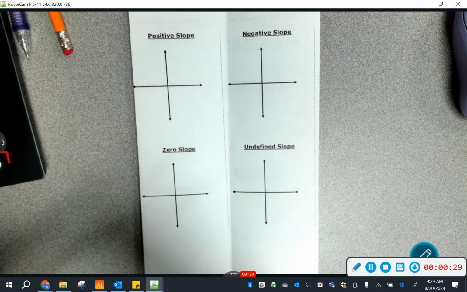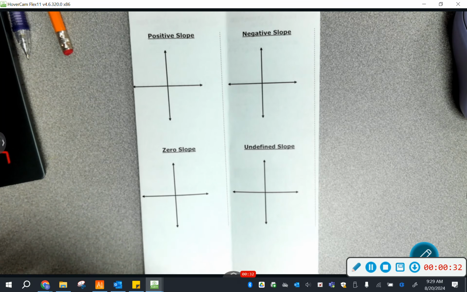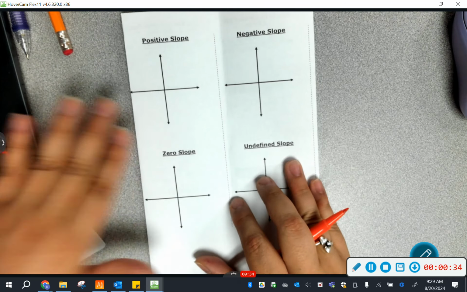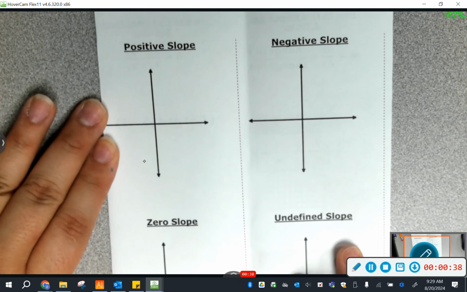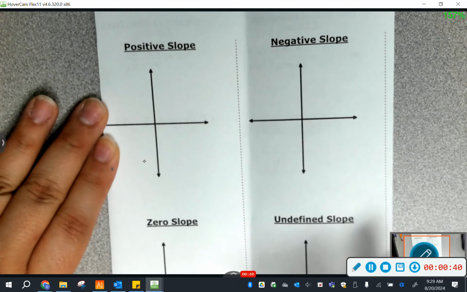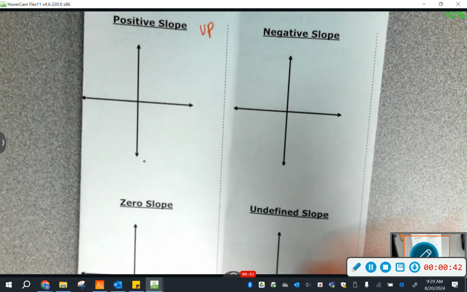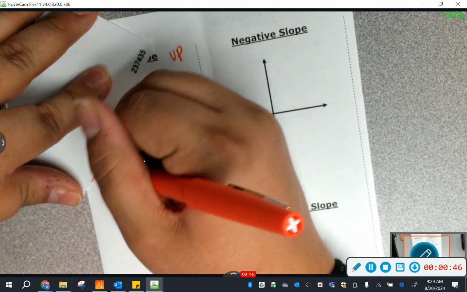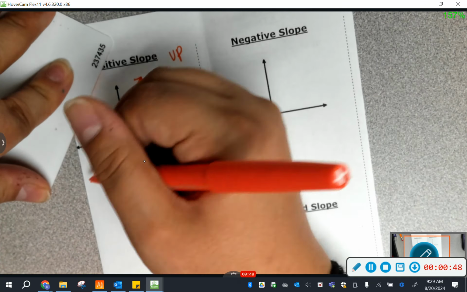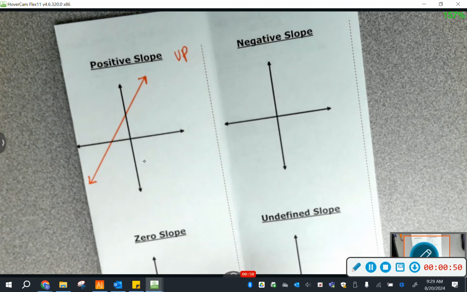So how can I draw a positive slope? What's a positive slope going to look like? Yep. The line is going up. So I'm going to take my badge and just draw the line. We're just drawing a sketch right now, so it doesn't have to be perfect. Make sure your line goes up.